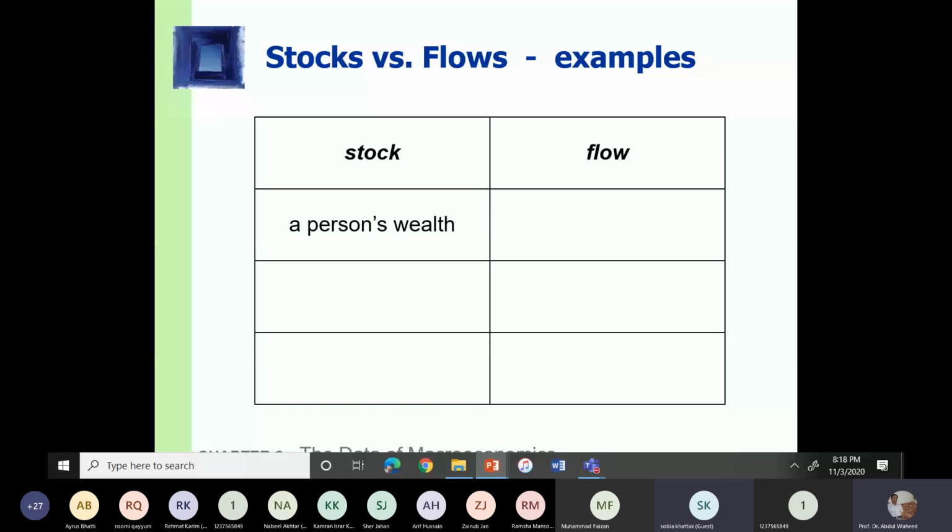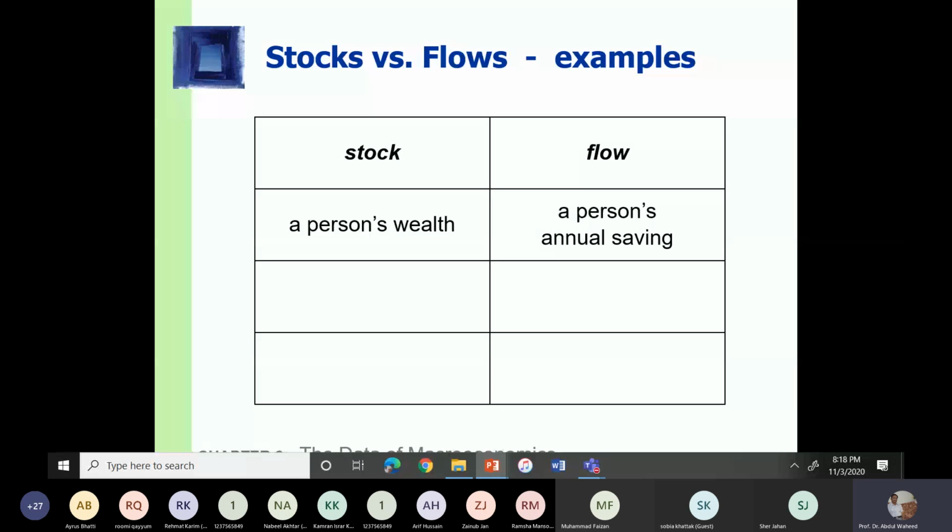No, in this case, do you think income is the flow? Whatever income you are getting, it is increasing your wealth? No, sir. Saving. Saving will add to your wealth. Every month or every year, whatever you are saving will be added to the stock of your wealth. Okay, so saving, a person's annual saving.